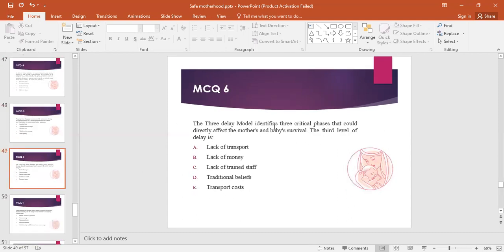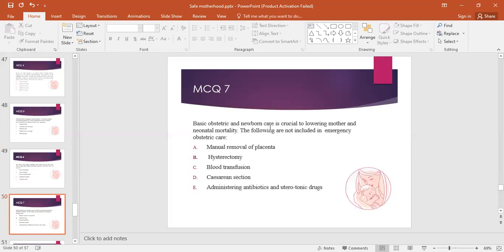The three delay model identifies three critical phases that could directly affect the mother's and baby's survival. The third level of delay is lack of transport, lack of money, lack of trained staff, traditional beliefs, transport cost. C is the right answer, lack of trained staff.